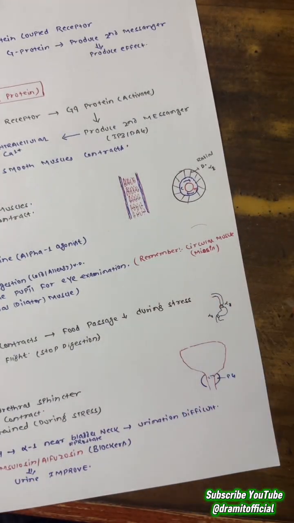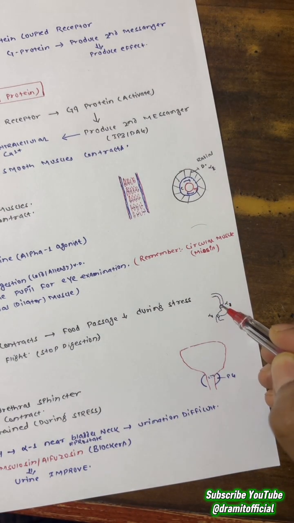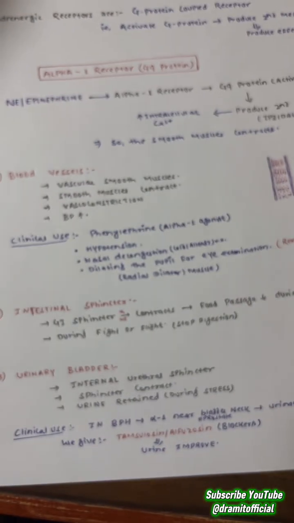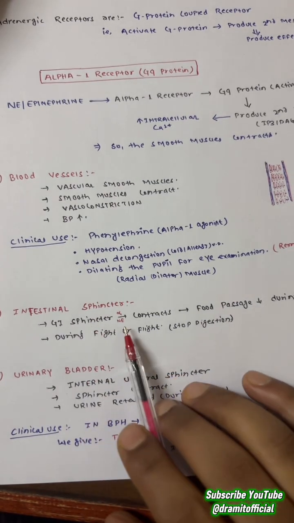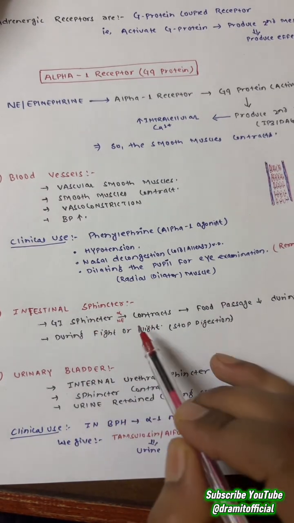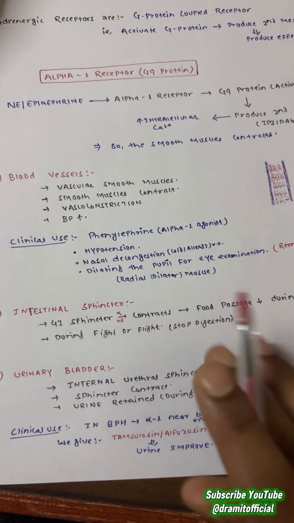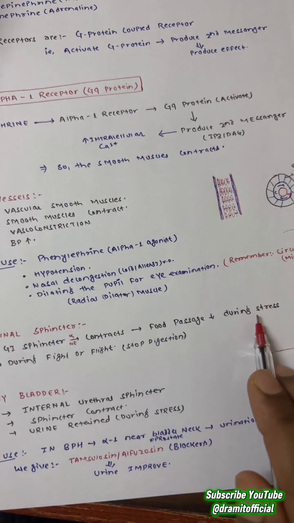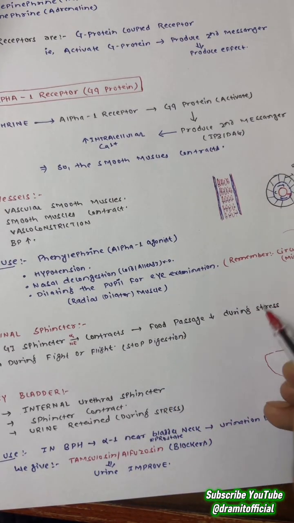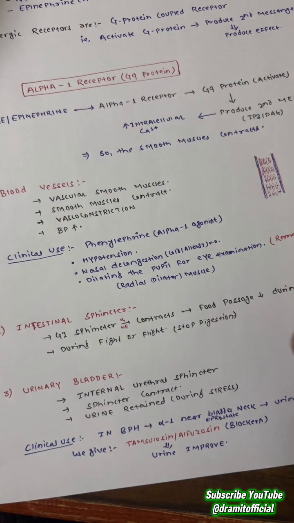We all know, suppose this is the esophagus and this is the stomach. Over here there is a sphincter, and over here there is also a sphincter. On the GI sphincter there are also alpha 1 receptors. When norepinephrine binds to this sphincter, the sphincter contracts and the food will not pass. It helps during stress, because during stress we don't need digestion of food.